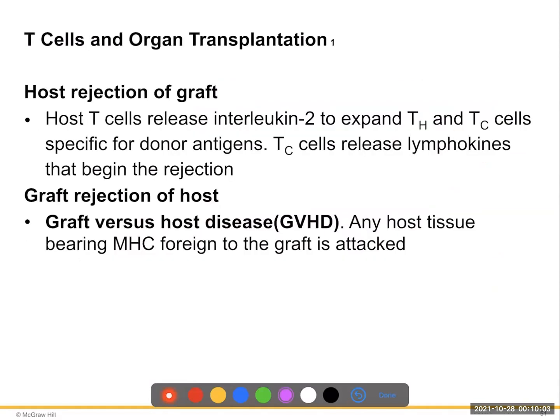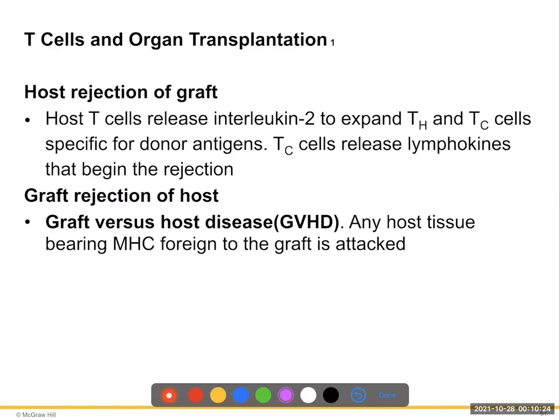Then you get host rejection of a graft. The host T cells release interleukin-2. That gives you more helper T cells and cytotoxic T cells specific for the donor antigens. So you're killing it because it's recognizing the antigen in the donor site. The cells release lymphokines that begin the rejection of an organ or whatever else was transplanted.